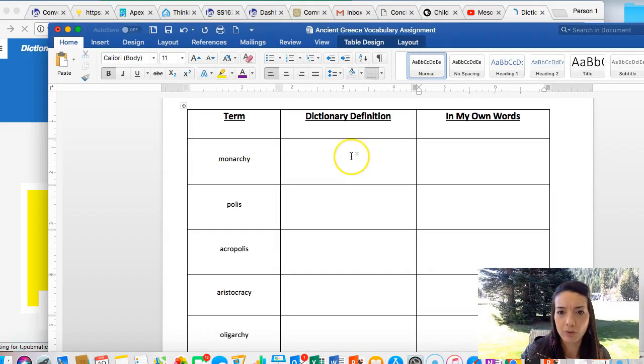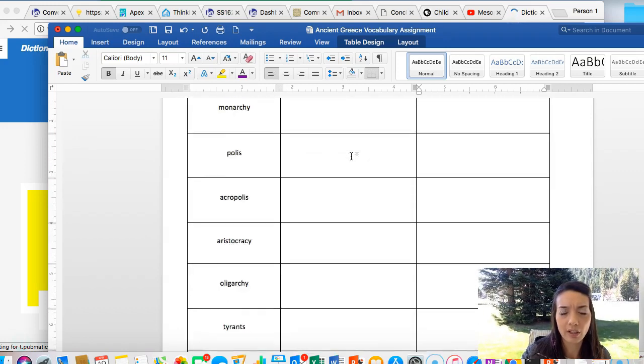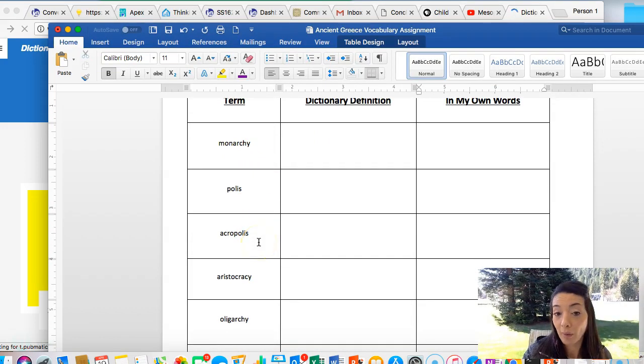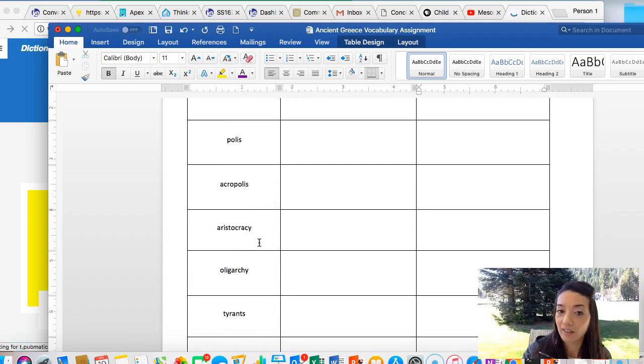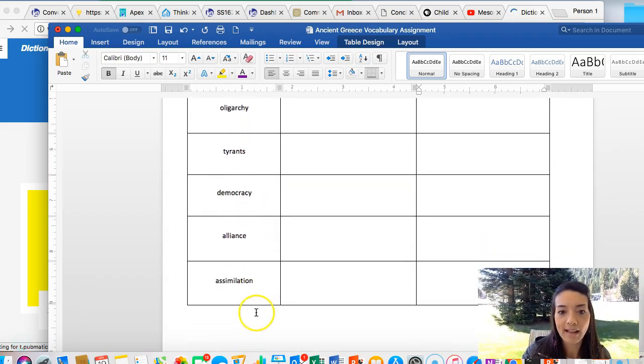So remember to complete both columns for all of the words here, and those words are monarchy, polis, acropolis, aristocracy, oligarchy, tyrants, democracy, alliance, and assimilation. So once again, this assignment is designed to help you understand terms that are related to our upcoming lessons about ancient Greece.